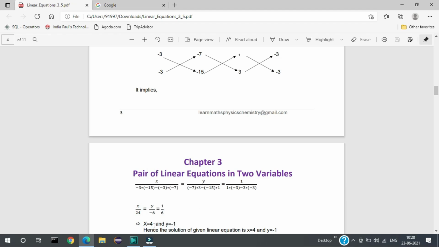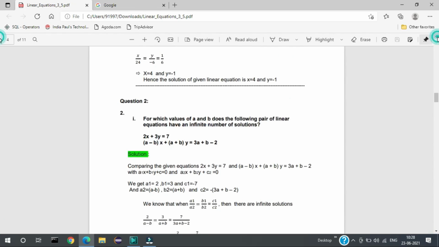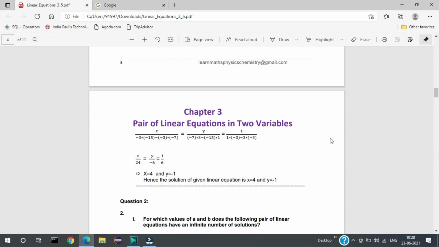So hence x equals to 4. So how x will get? x by 24 equals to 1 by 6. So 6 ones are 6, 6 fours are 24. So x equals to 4 and y equals to minus 1. Hence the solution for given linear equation is x equals to 4 and y equals to minus 1. So with this we finish question number 1.